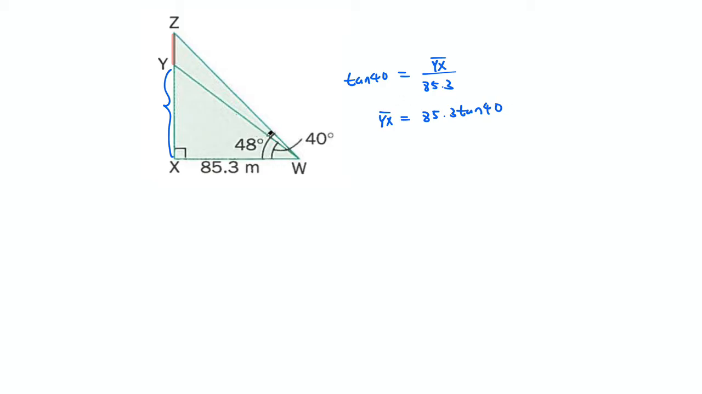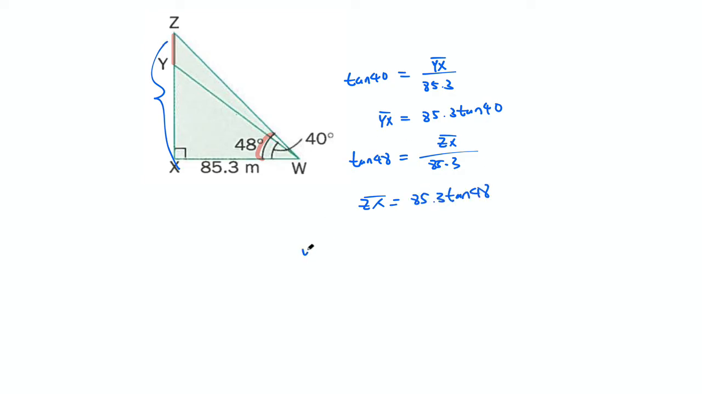Right, and now we know that this is 48 degrees. And again, this huge thing, right, ZX is going to be the opposite side relative to the 48 degrees. So tangent of 48 is going to give me ZX all over, right, the adjacent, which is 85.3. So ZX is equal to 85.3 times tangent of 48.